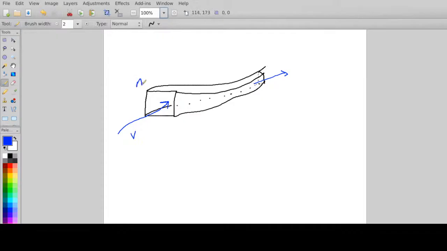So we could call this A1, that cross-sectional area here, okay? And the fluid flowing in there is V1. And then over here, this is a cross-sectional area A2, and the velocity of the fluid flowing out there is V2. And the continuity equation states that A1 times V1 is equal to A2 times V2. All right, so there we go.